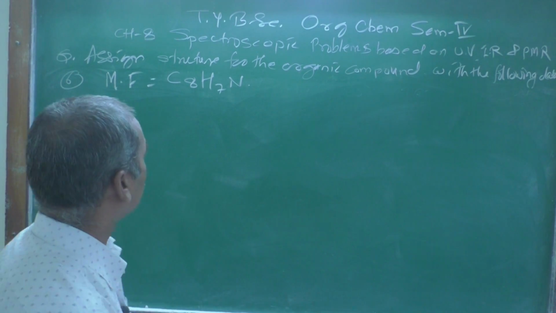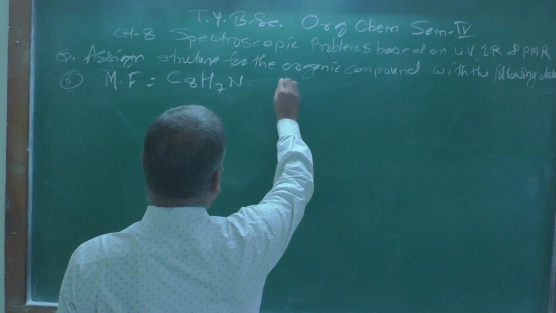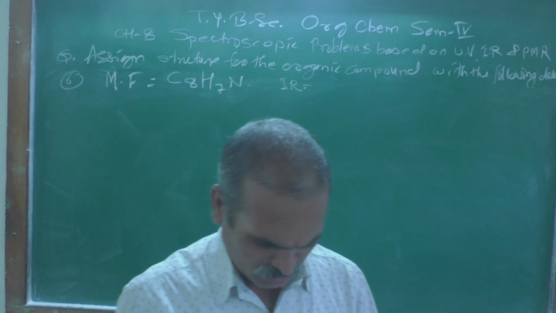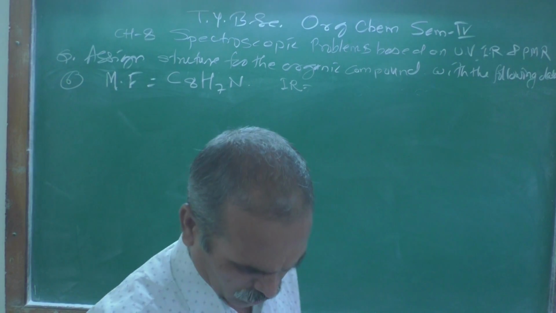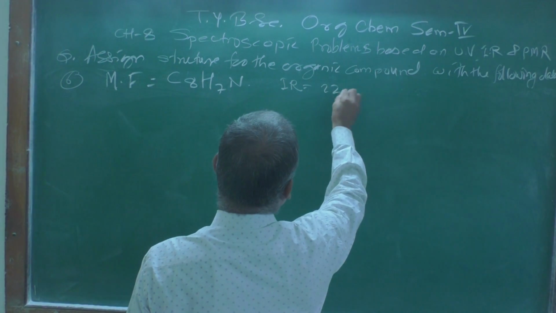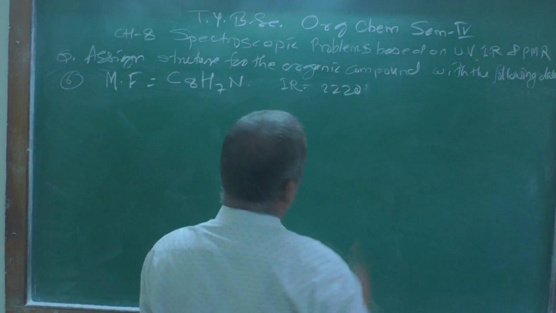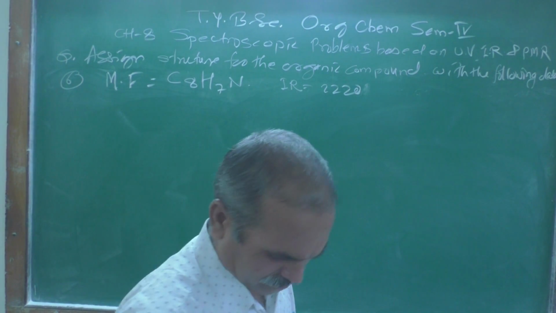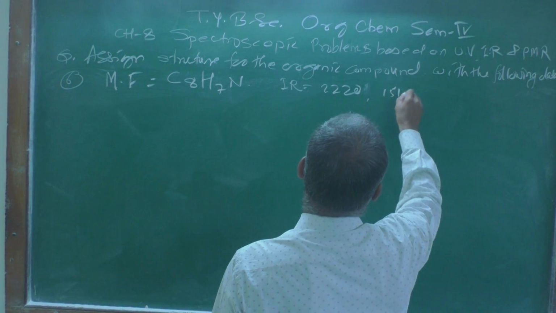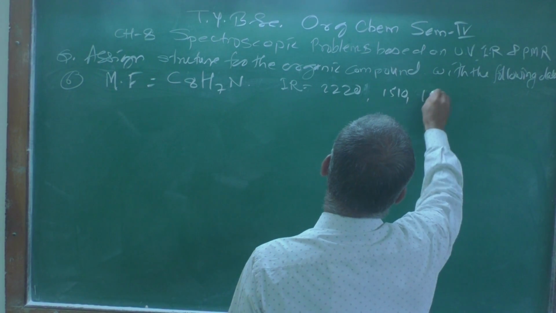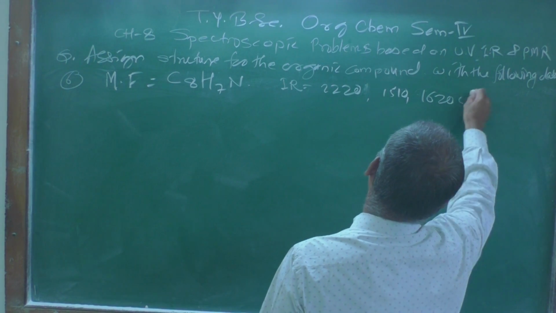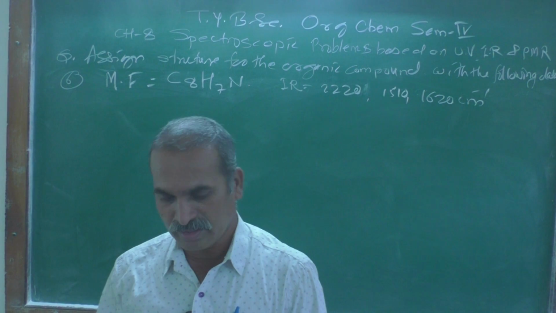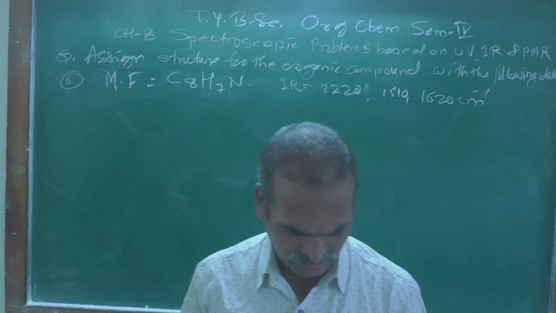Also the IR values are given: 2220 per centimeter, then 1510, then 1620 per centimeter. These are the IR stretching values given.